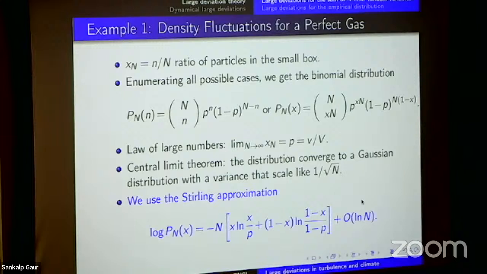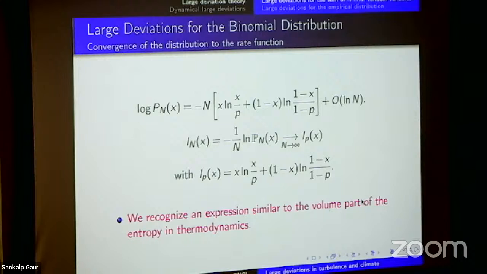And you see this is a large deviation principle. You have a log of a probability which is equivalent to minus N multiplied by something. Here, epsilon is 1 over N. This is exactly what is written here. It's just an example: here we computed it explicitly through the binomial formula, but at the end, it's just a large deviation result. And here you recognize the volume part of the entropy in thermodynamics. This is x here, p is just the ratio of the two volumes. So if you expand this, you just get the volume part of the entropy in thermodynamics.